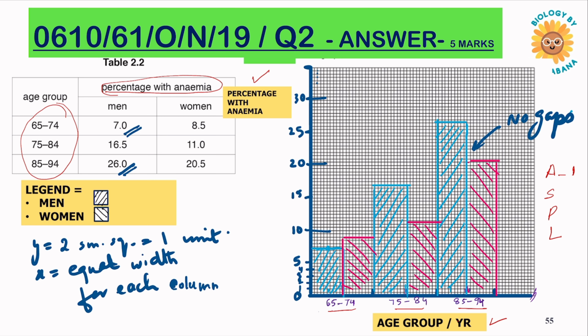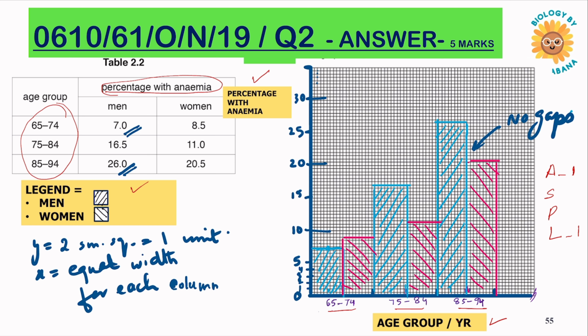Okay, good for you. And now if I'm going to make 2 columns for each, I must give a legend on the side here. And have I done that? Yes. So maybe that will come in the last part. You can add 1 mark here for that. And now, this was for 5 marks. So obviously it's an important graph. And then, percentage with anemia, and now we're done with the x and the y axis.